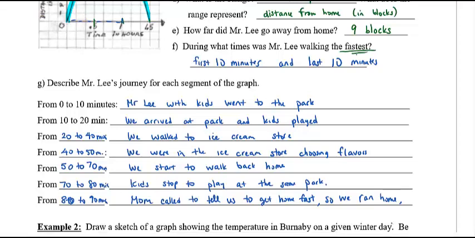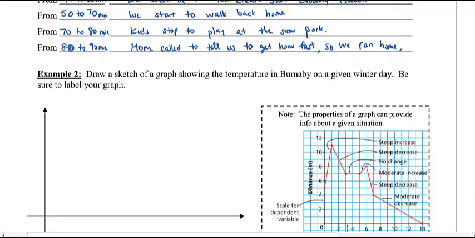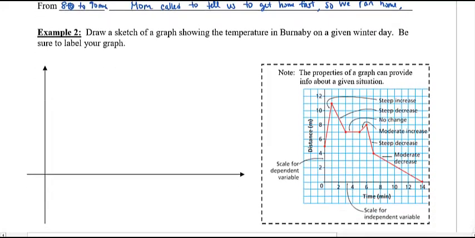And this is what we need to do. We need to be able to interpret the graph, which is the part above, and also come up with a situation. So in example number 2 now, I want to give you a situation. I want you to actually draw the graph. So it says draw a sketch or a graph showing the temperature in Burnaby on a given winter day. Okay, winter day. So be sure to label your graph.